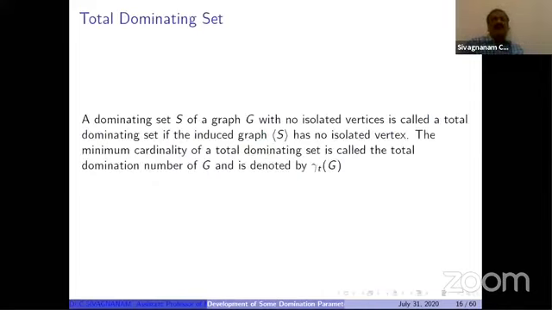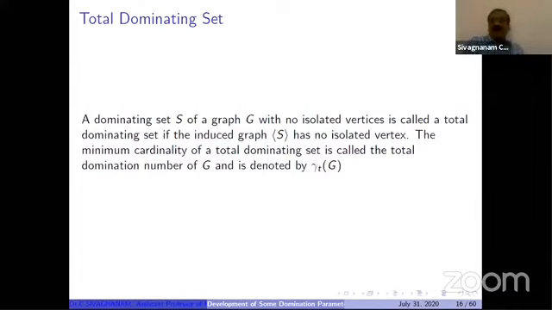Next, we have to consider the total dominating set. In the first definition, we imposed the independence property. In the second definition, we imposed the condition of connectedness. Now, for the third one, connectedness is not a problem here. It is either connected or disconnected, not a problem. But the induced graph does not contain any isolated vertex.